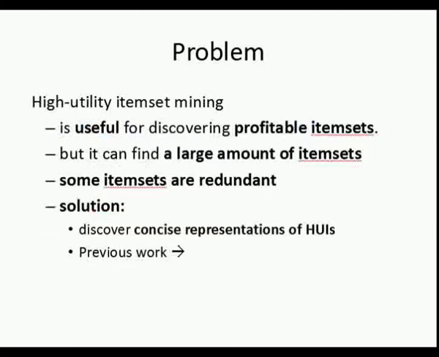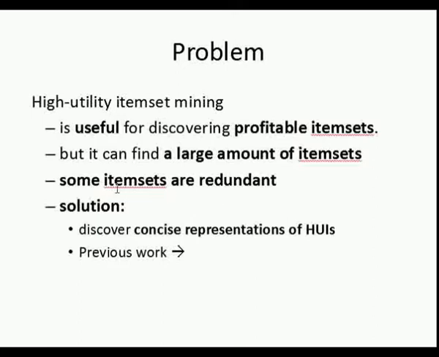So, one problem about high utility item set mining is that it is very useful to find the sets of items, the item sets, that make a lot of money. But one problem is that it can find a large amount of item sets. Depending on how we set the minimum utility threshold, we can find, for example, thousands or millions of item sets. So if we find so many patterns in our data, then it becomes very difficult for the user to look at these patterns and learn something from them. There are just too many, okay.